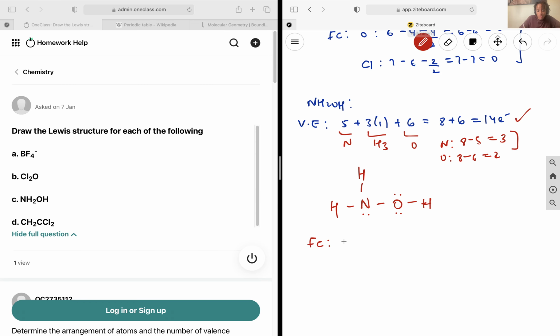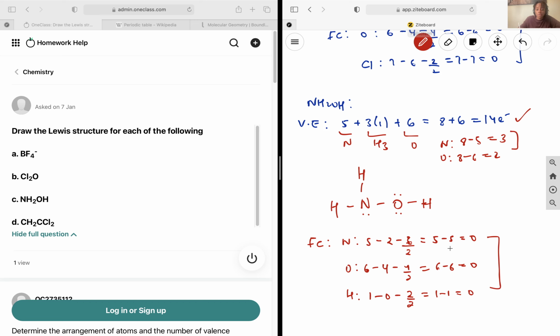Let's double check on our formal charge. For the nitrogen, you're going to have 5 minus 2 minus 3 over 2. Sorry, 6 over 2. Because each of these count as 2 electrons in each bonding pair. That's going to give us 5 minus 5, which is 0. Oxygen, we are going to have 6 minus 4 minus 4 over 2. 6 minus 6, which is 0. Hydrogen, we are going to have 1 minus 0 minus 2 over 2 for each of them. That's simply 1 minus 1, which is 0. Formal charges make sense. You expected a net formal charge of 0. Valence electrons are all taken care of, meaning that this is our final Lewis structure.